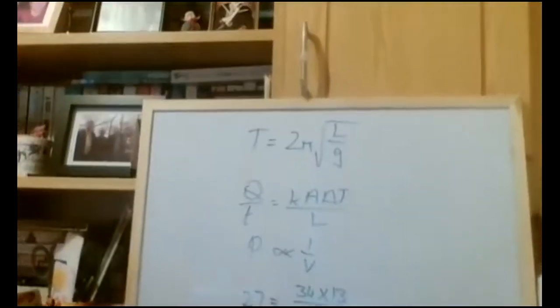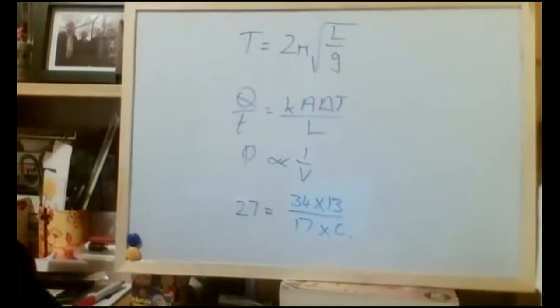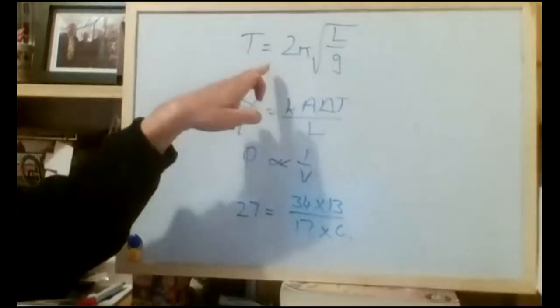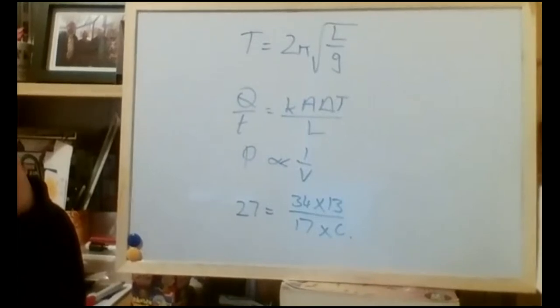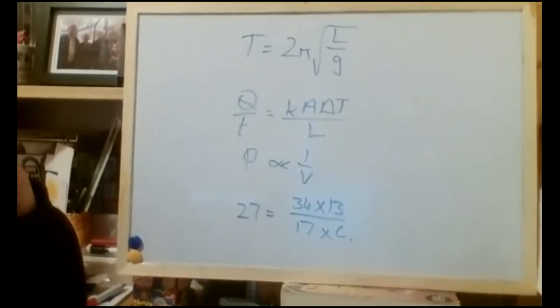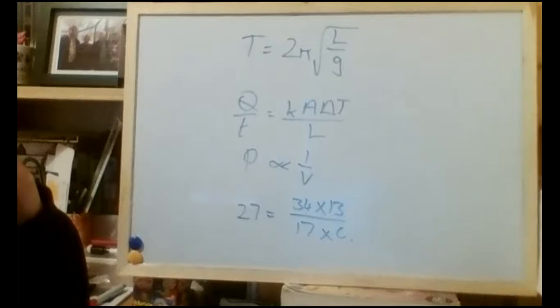Before we start, I just want to show you the equations we are going to type in. You'll not have seen many of these equations before if you haven't done physics before, but just an example of the kind of shapes of equation we'll be producing. So the top equation, T equals 2 pi times the square root of L over G. Q over T equals K A delta T over L. P is proportional to 1 over V.